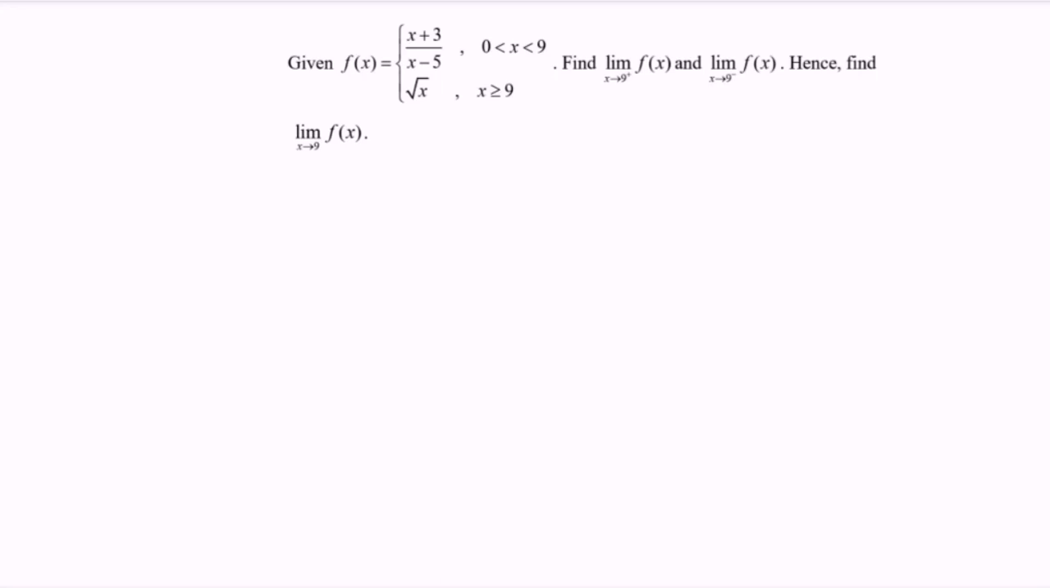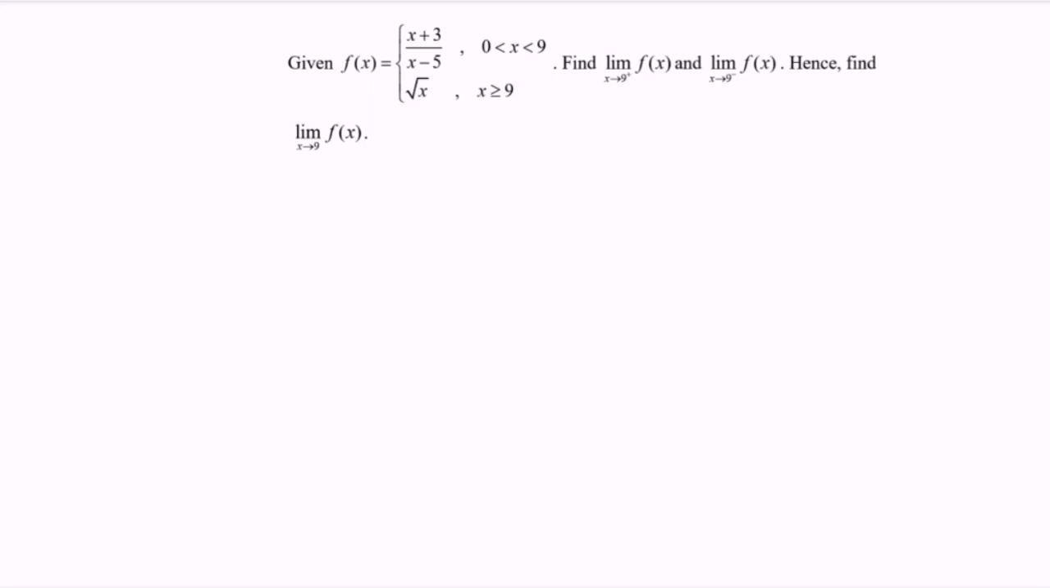Hello everyone, in this video I'm going to discuss the example for limits and continuity. Kindly refer to the question. Given the piecewise function with the domain from 0 until 9, find the limit when x approaches 9 from the right for the function f(x), and also find the limit when x approaches 9 from the left for the function f(x). Hence, find the limit when x approaches 9 for the function f(x).